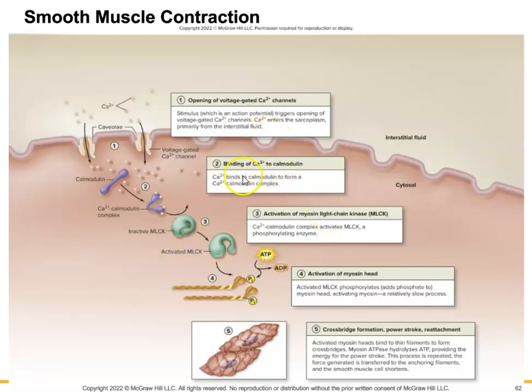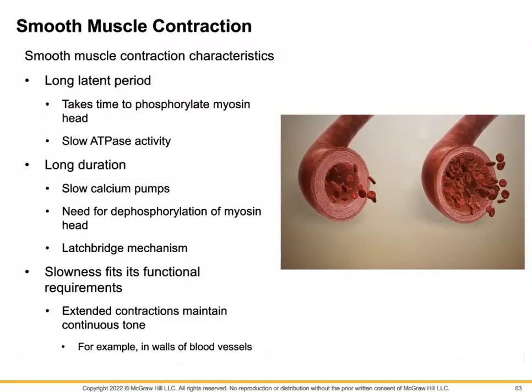Everything happens differently. So we've got different components, the calmodulin. We've got different enzymes, the light chain kinase. So for activation of the myosin head, we've still got to have the ATP hydrolyzed and get it into the cocked position. Still going to form a cross bridge, a power stroke, and reattachment. Now, it is really cool, but I'm not going that deep. I'm not going to test you that deep, okay?